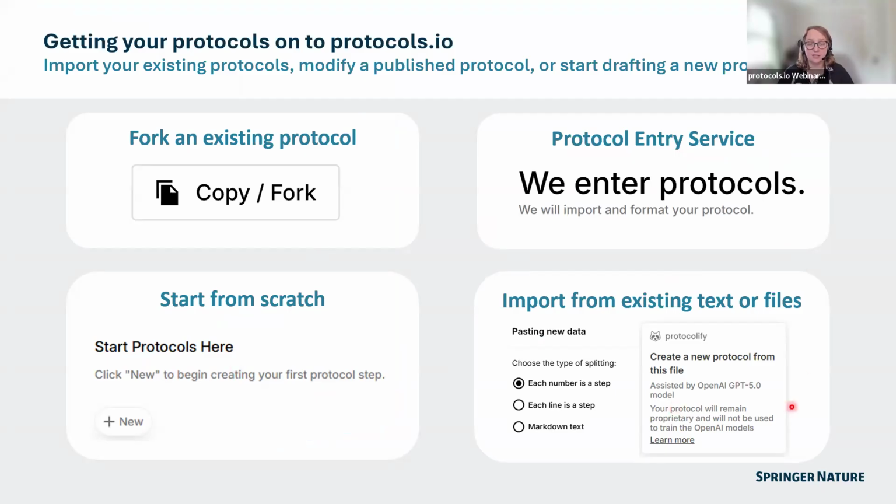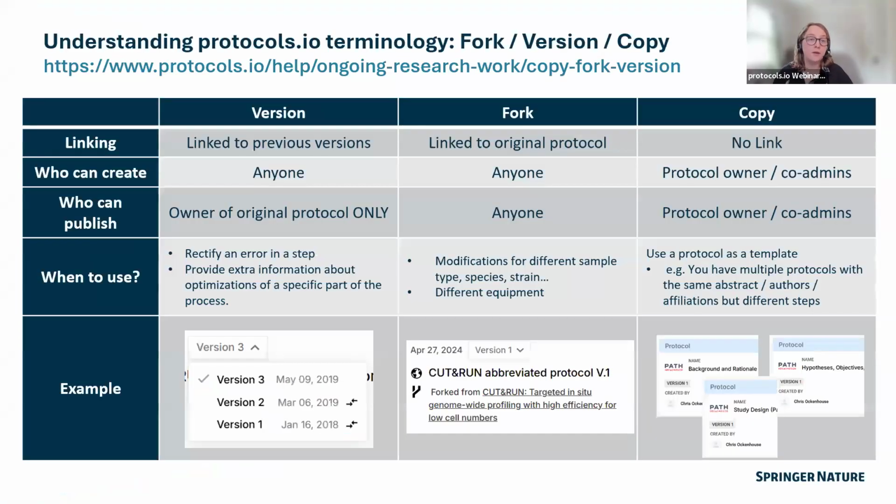And I'll get into all of these in more detail. So some quick terminology on protocols.io. You have the ability to version, fork, or copy a protocol. A version is linked to previous versions. It builds upon the protocol.